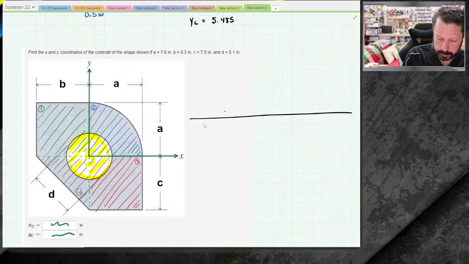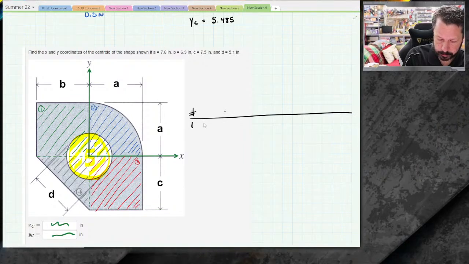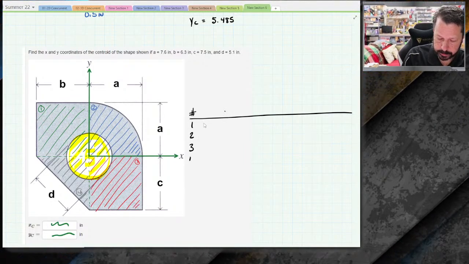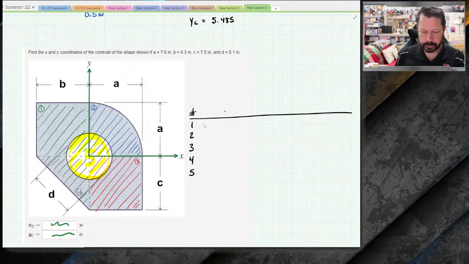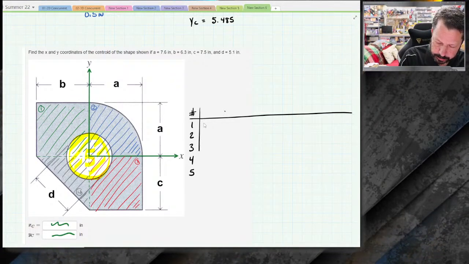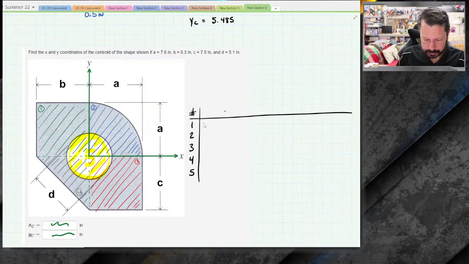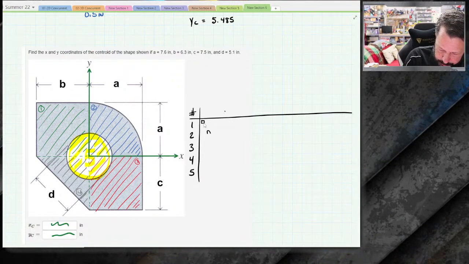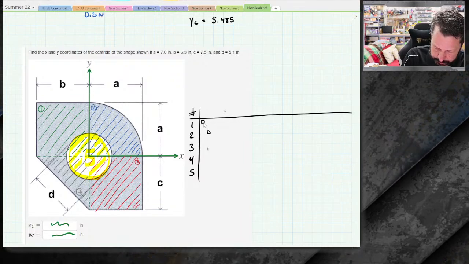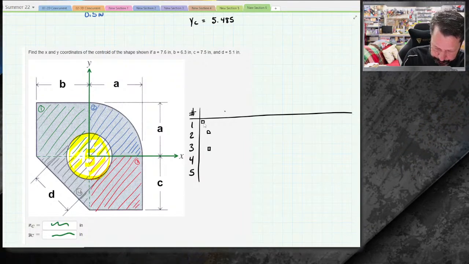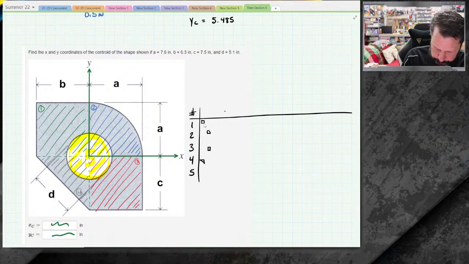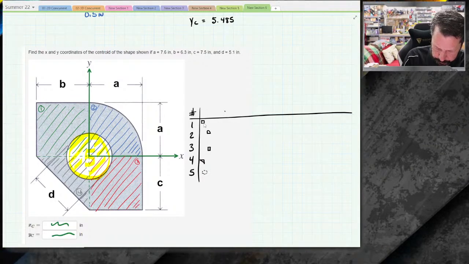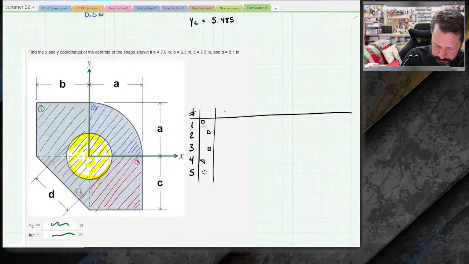And over here I'm gonna have part number. So I've got 1, 2, 3, 4, and 5. And then I usually go in just for my own self and kind of draw a little picture of what each of these parts is so that I can keep track of what's what. So those are my parts.